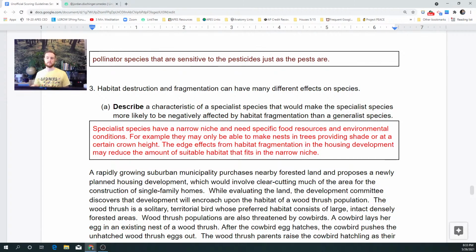So because specialist species have really narrow requirements and they are not adaptable, they don't easily switch to a new habitat, they don't easily switch to a new food source. They are going to really be disrupted if we have habitat fragmentation because the habitat they relied on is the only one they really are suited for, or one of the few ones. So they're not going to be able to just move to a different ecosystem that's not fragmented.